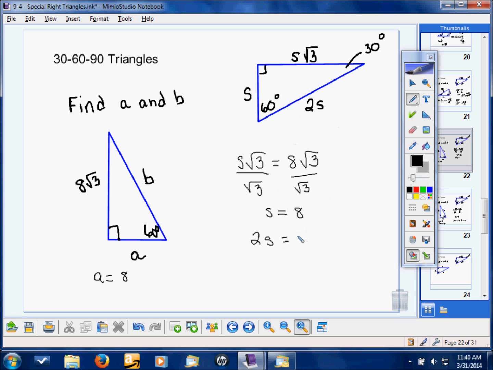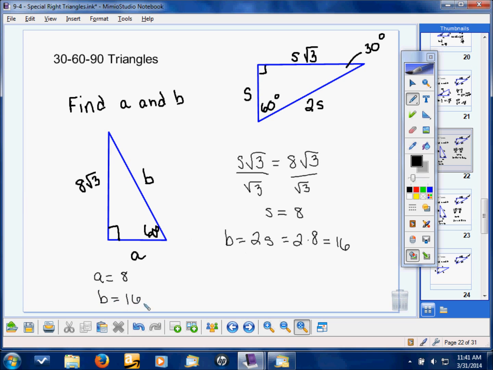It is B, definitely B. How much is S? 8. It's right there. 2 times 8. 16. Okay, good. Good job. So B is 16.